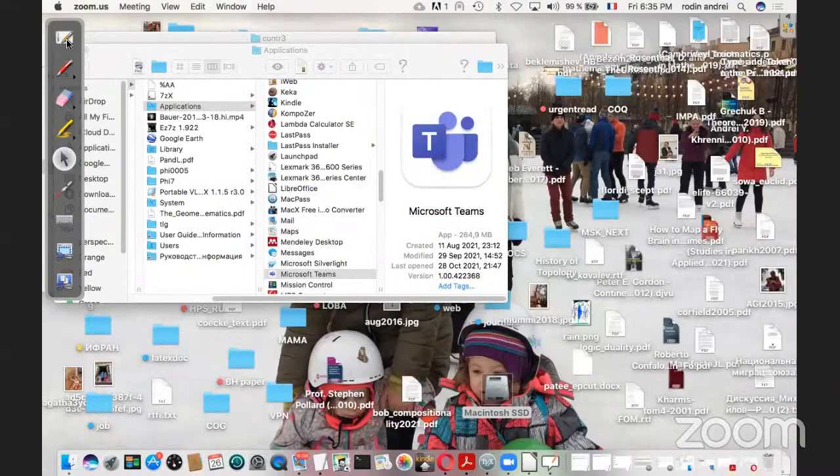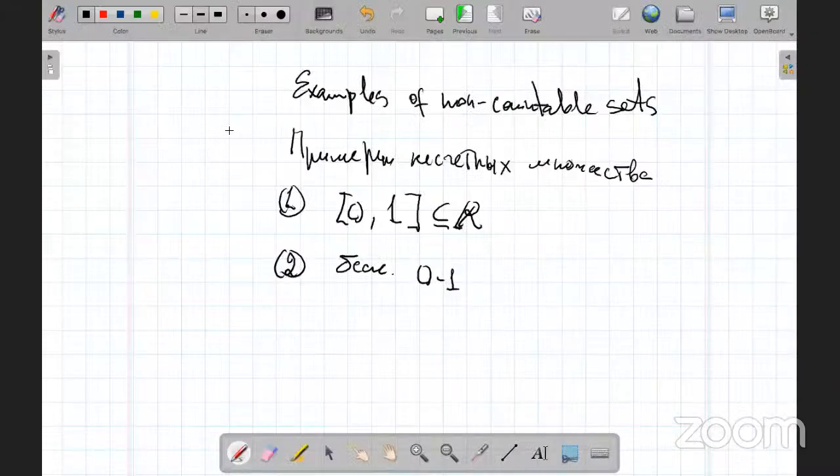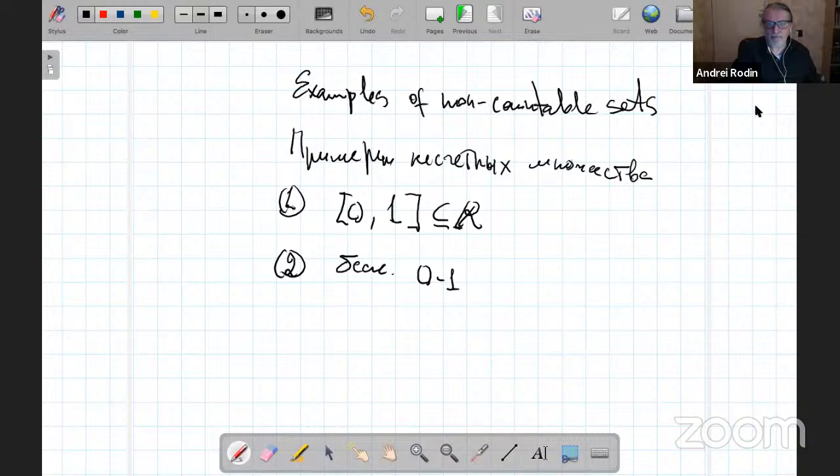А вы не включили демонстрацию? Ага. Да. Нормально сейчас, да? Да.